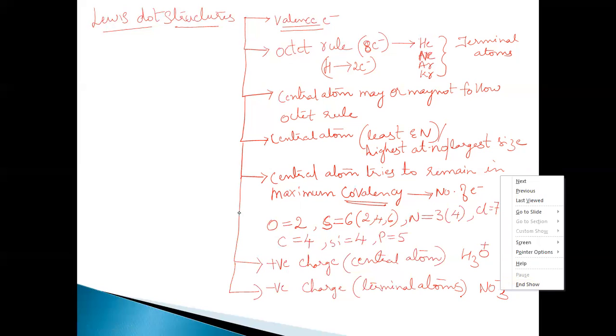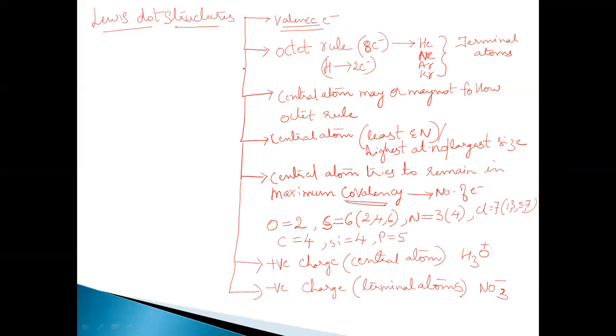So all these points are to be kept in mind before writing the Lewis dot structures. First, calculate the number of valence electrons. Second, the terminal atom should perfectly follow the octet rule, that means it should have 8 electrons in the outermost shell. And the third one is, the central atom may or may not follow the octet rule.